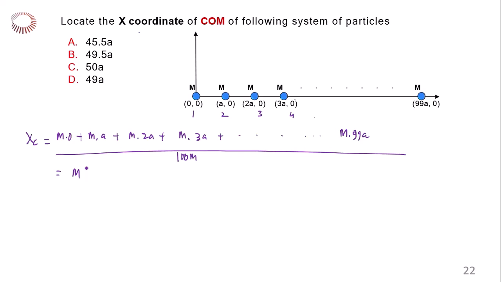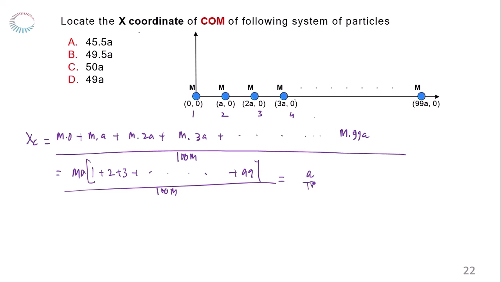Then the first number is a. Take out 1 plus 2 plus 3 plus up to 99. So this is the sum of 99 numbers, divided by 100m. Okay, so the sum of n natural numbers is first number plus last number, a plus l, by 2 into n.